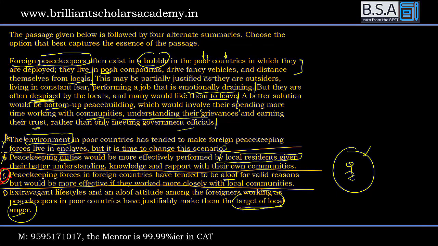First of all, why am I rejecting D? D up to this point is very good. What is missing? The solution of the problem is missing. Second, there is talk about despising the outsiders, the foreigners. There is no talk about anger or hate. Two reasons. C is the perfect answer, guys. C is the perfect summary.